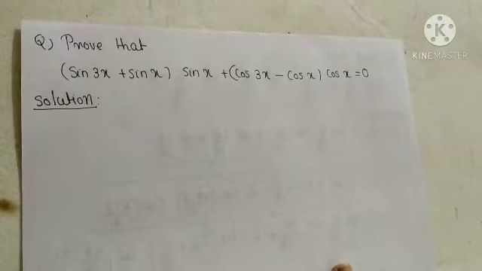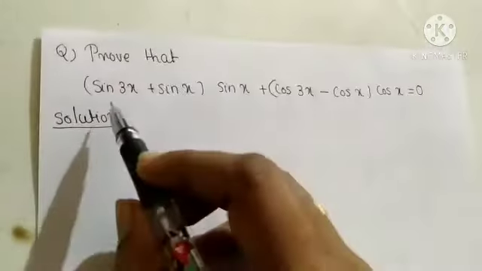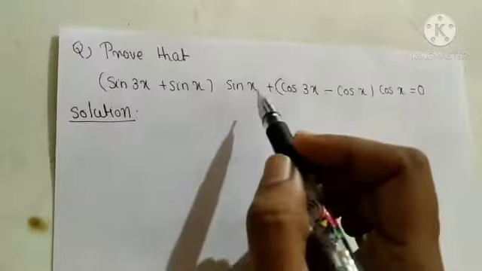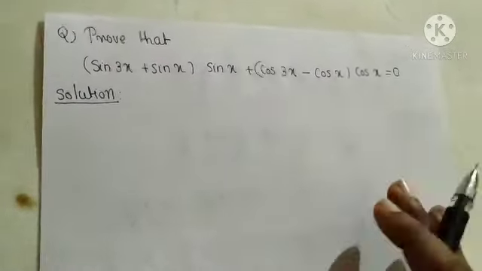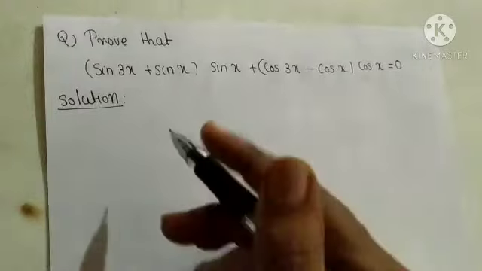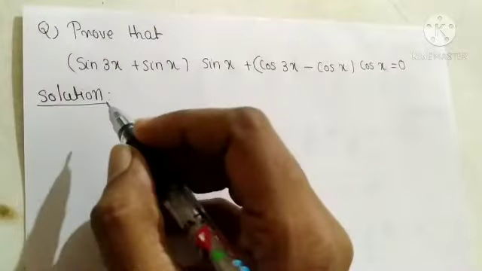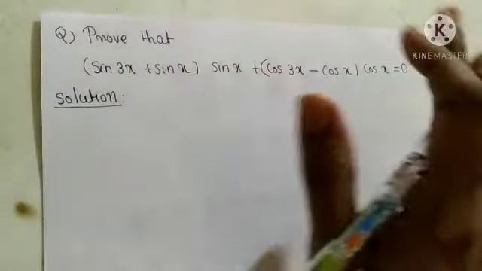This is our next question. Prove that (sin 3x + sin x) sin x + (cos 3x − cos x) cos x = 0. So let's start the solution of this question. We need to prove that LHS equals 0.